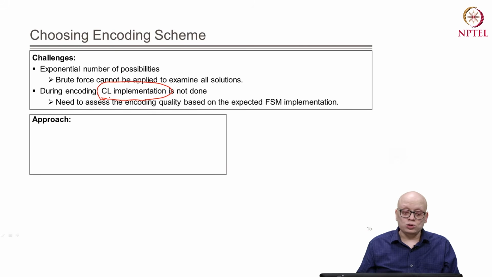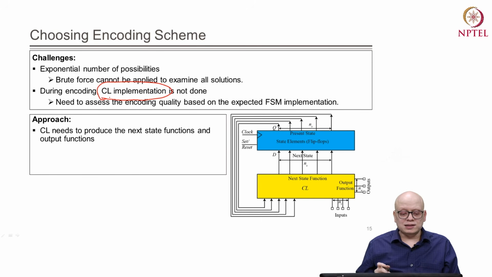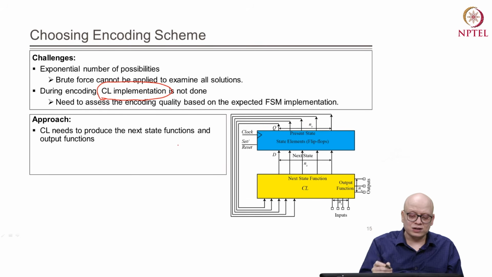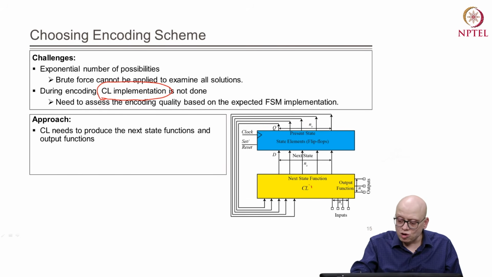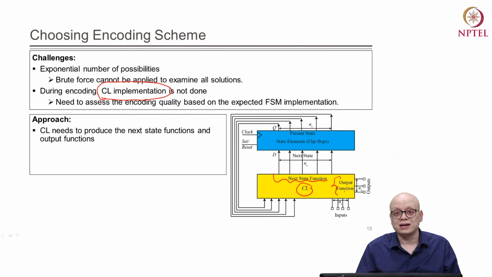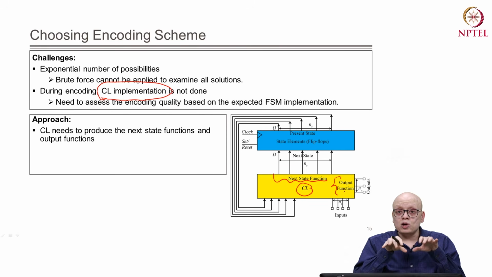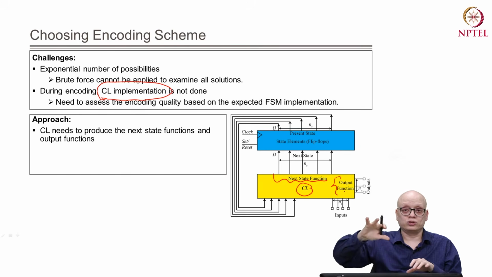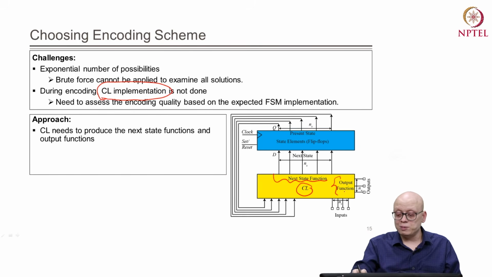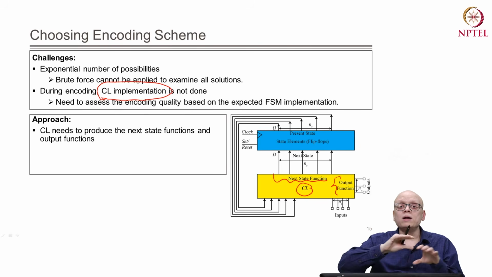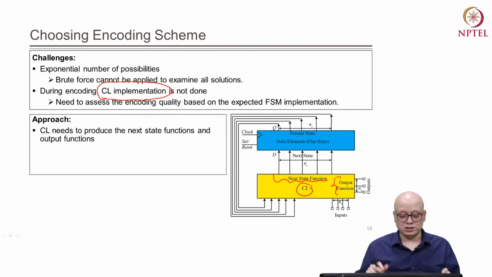So, how do tools approach this problem? The CL needs to produce the next state function and the output function. This combinational logic is being used by the next state function as well as the output function, and therefore the same logic elements, or circuit elements, will be used in multiple functions. It will be implementing many different next state functions and many output functions, and therefore the same CL block is used for implementing different logic functions, right.